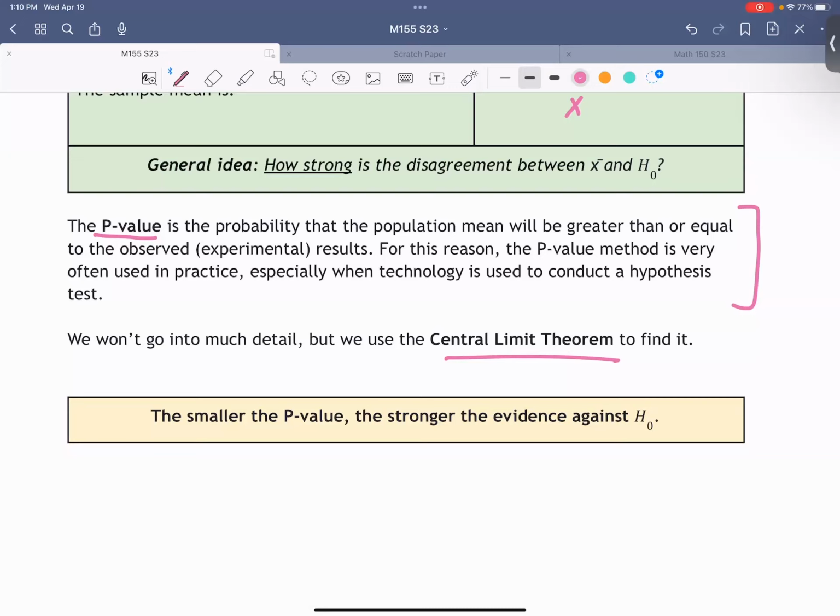The other thing I need you to know about the p-value is if you have a really small p-value, then you have enough evidence to reject the null hypothesis. If the p-value is too large, then you don't have enough evidence to reject the null hypothesis, so you fail to reject. If that doesn't make any sense, let's flip to the next page and see what's going on.